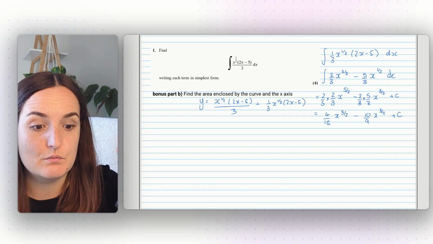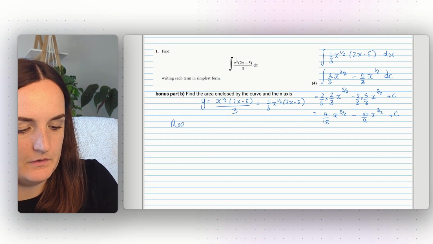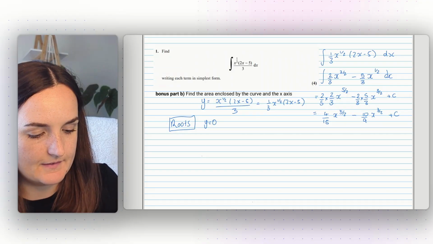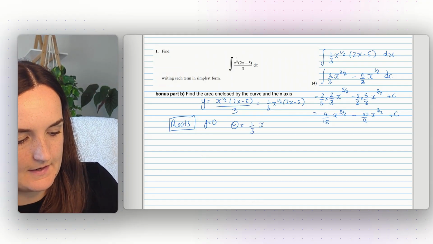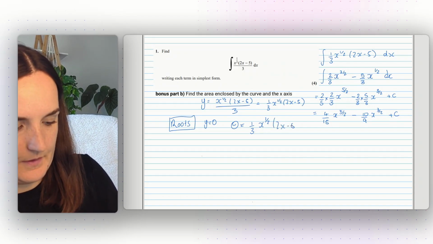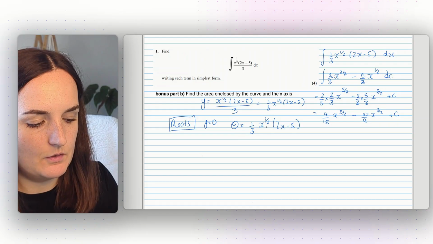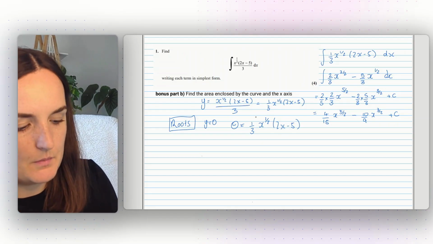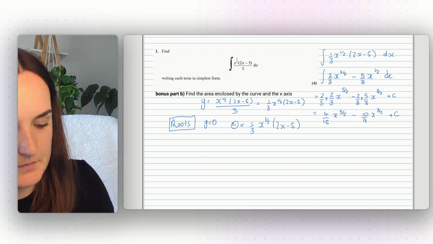So you need to find the roots. So let's have a look. So when you're finding the roots, what you really need to be thinking is y equals 0 at the roots, because that's on the x-axis. So we've got 0 equals 1/3 x to the 1/2 times 2x minus 5. Now, even though this is not a standard question, this is not a quadratic, it's the same process. If you can pull out a factor, it's something multiplied by something. So you know either of those things have to be 0 to make the answer 0.